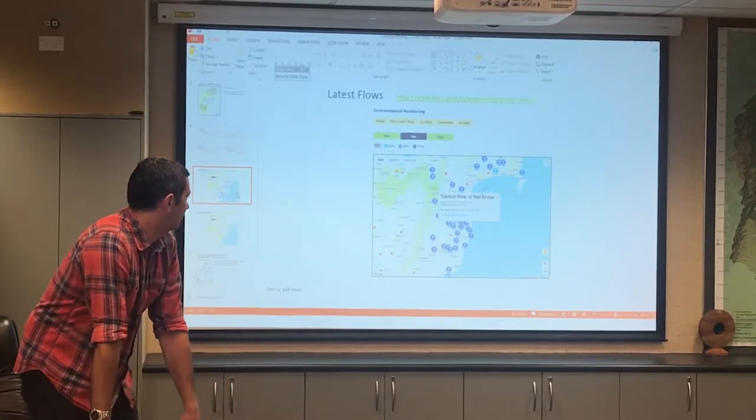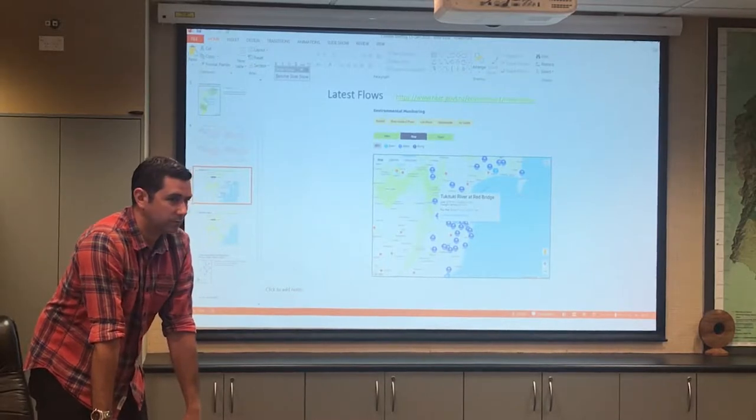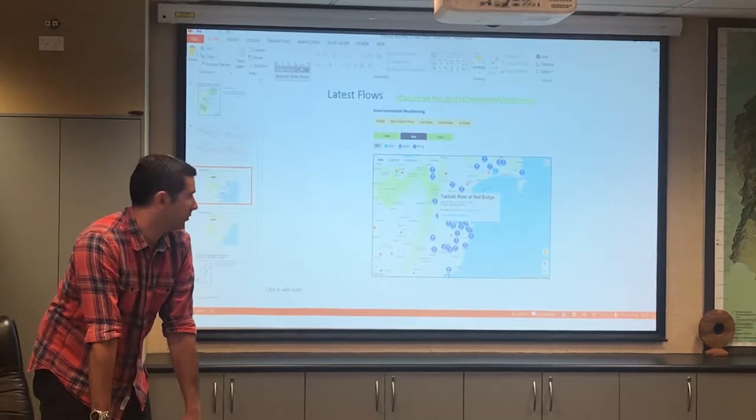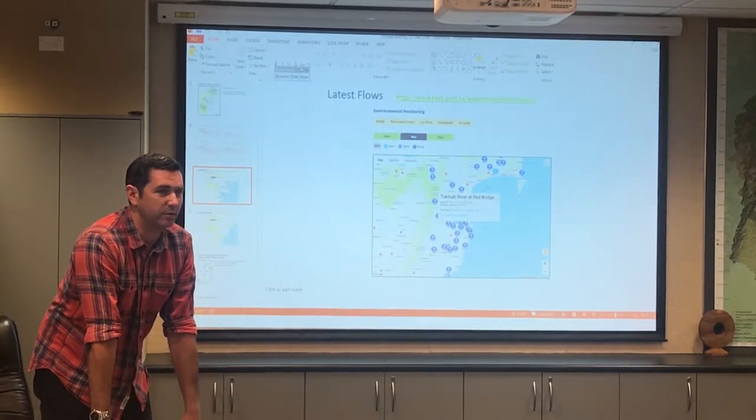You've got little arrows going crossways, up and down. Is that the trend of the river level? Yes, it's trying to give an indication whether it's rising or falling or stable.